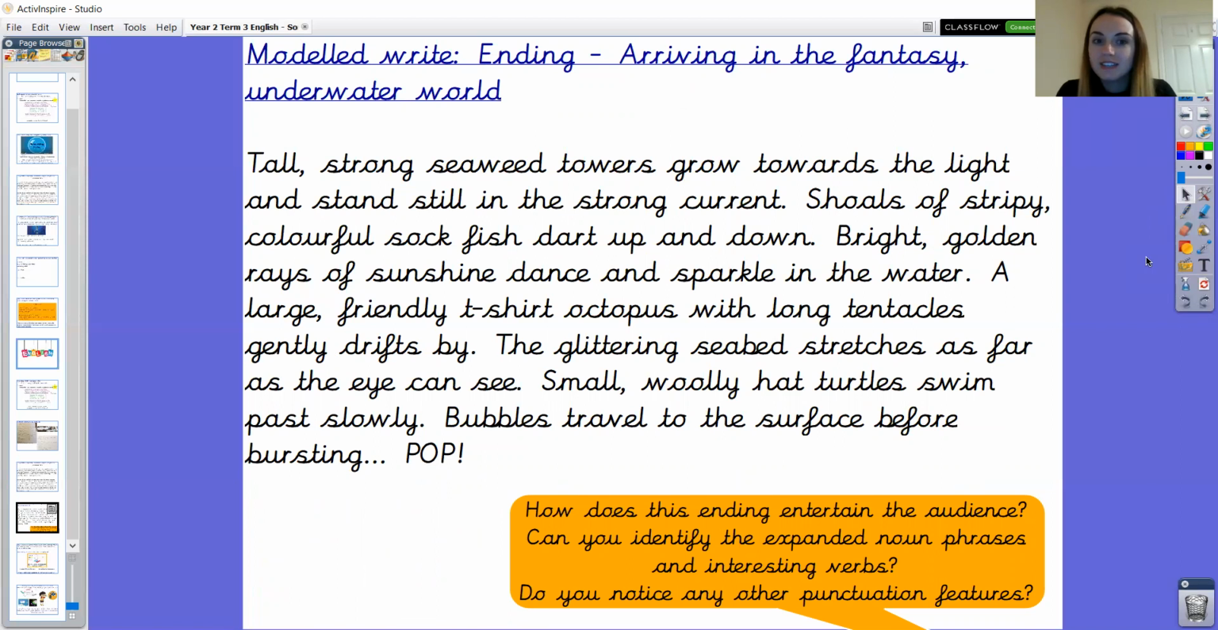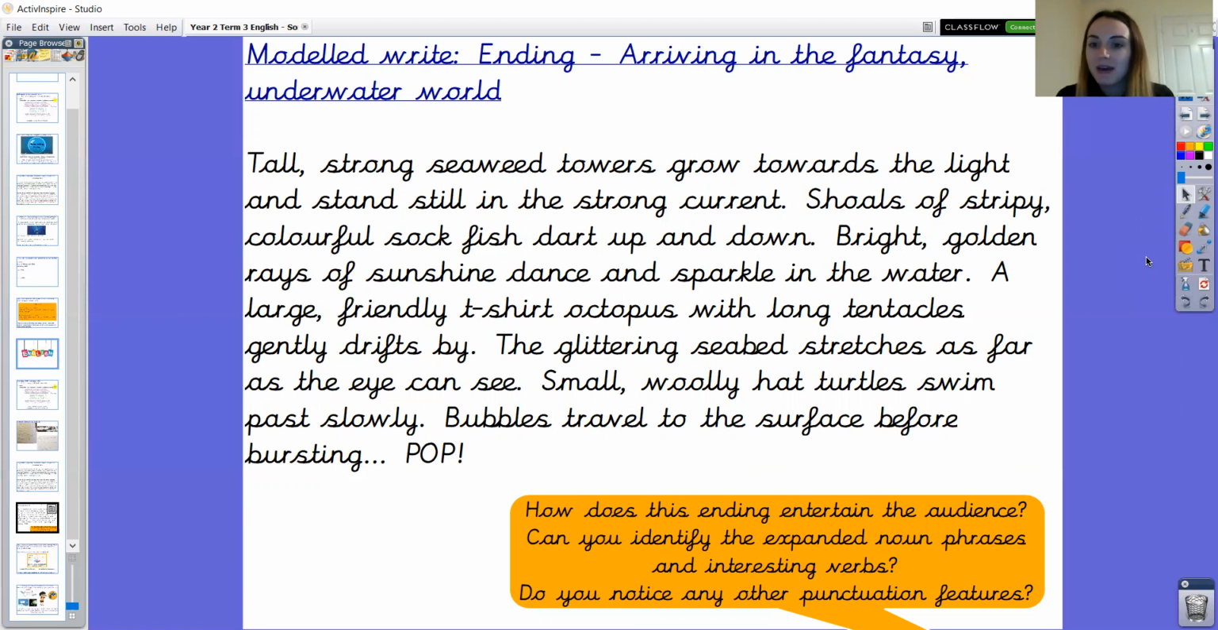Tall, strong seaweed towers grow towards the light and stand still in the strong current. Shoals of stripy, colourful fish dart up and down. So shoals of fish is another way of saying groups of fish. Bright golden rays of sunshine dance and sparkle in the water. A large, friendly t-shirt octopus with long tentacles gently drifts by.